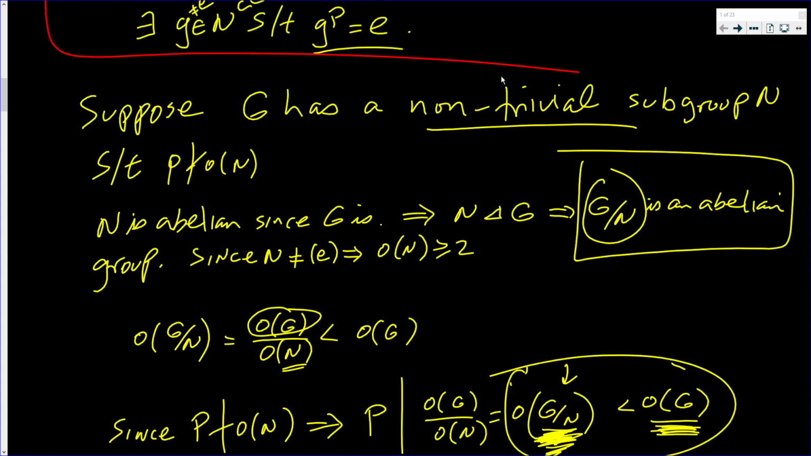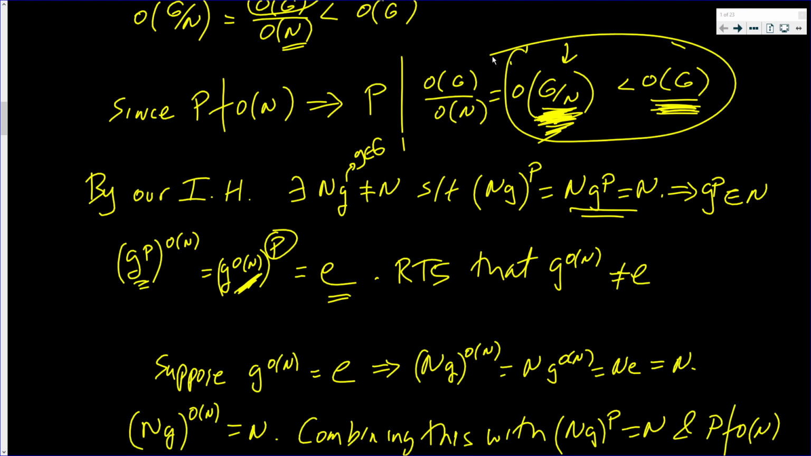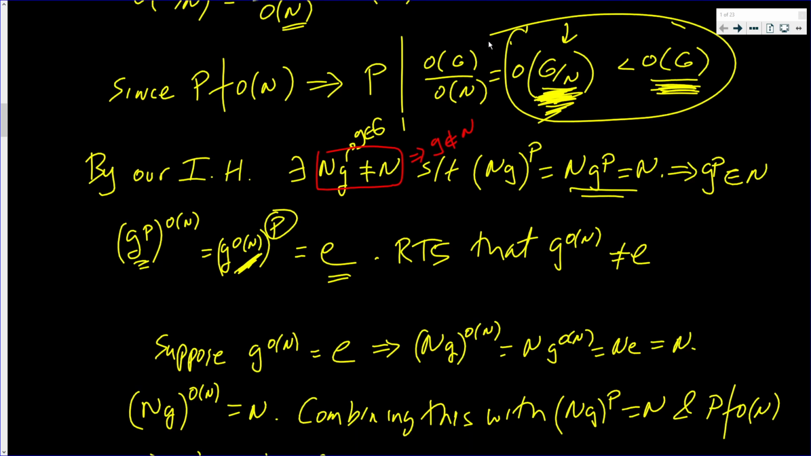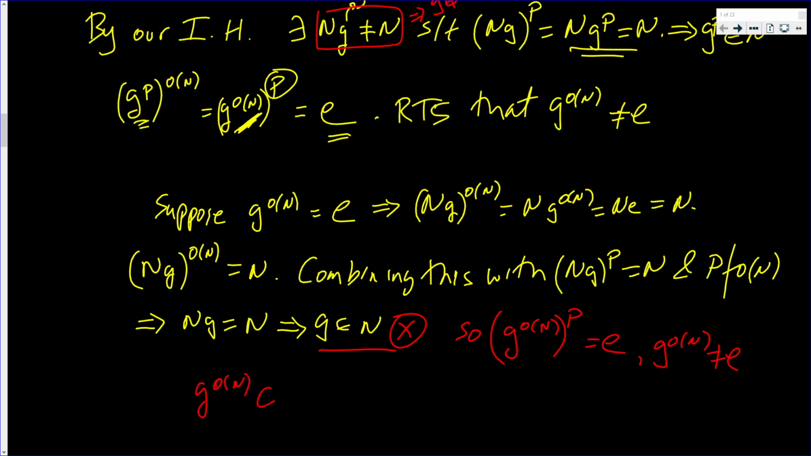Okay, let's see where we said G was not an element of N. Well, I'll state it right here. Since that's true, that implies that G is not in N. Okay, so we have that G is in N. That's a contradiction. So G to the order of N raised to the P equals E. G to the order of N is not E. G to the order of N is an element of G. The theorem has been proved.